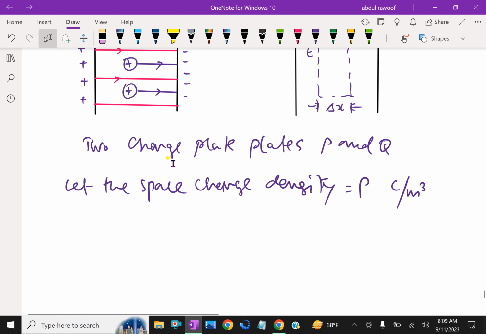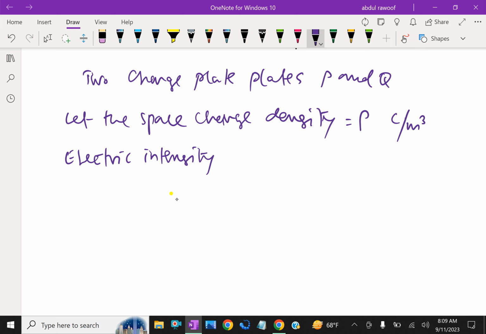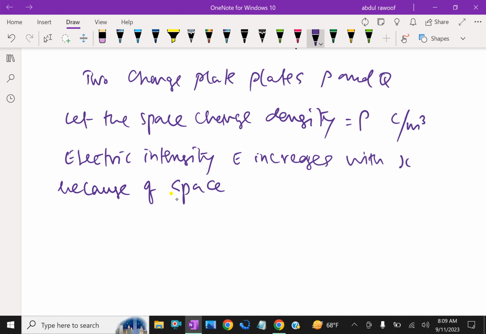It will be seen from the figure that the value of electric intensity E increases with x because of the space charge.